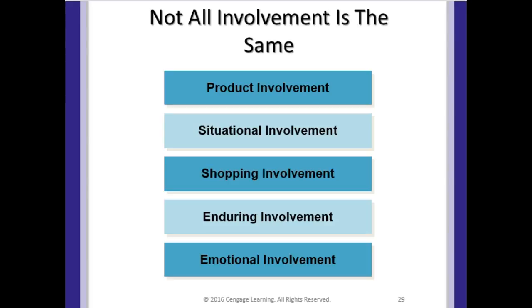The fourth one, enduring involvement. This is an ongoing interest that you have with a product, an activity, whatever it happens to be. And then the fifth one, emotional involvement, represents how emotional a consumer gets during some specific consumption activity. A lot of times this one can be related to athletics. Some people are really emotionally involved with a sports team, diehard fans. They can relate to an emotional involvement in that regard.